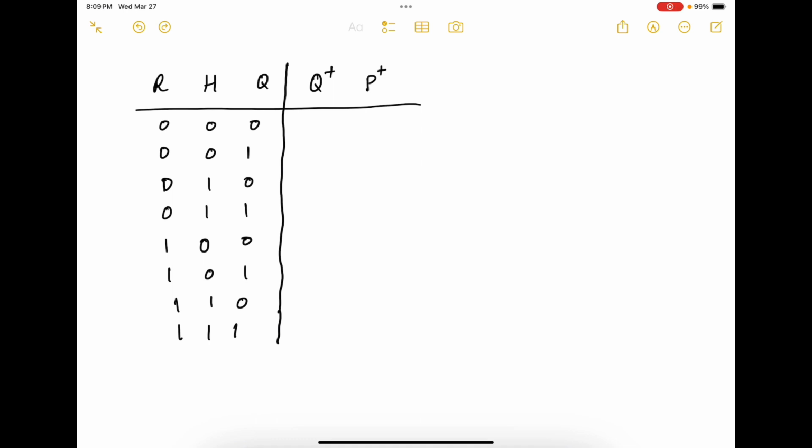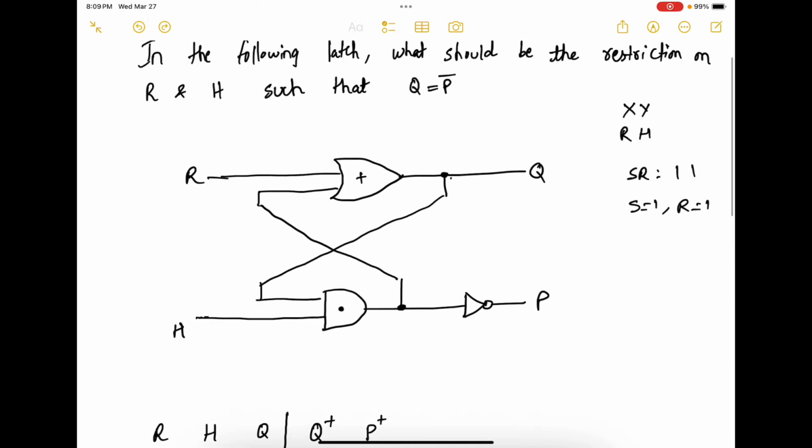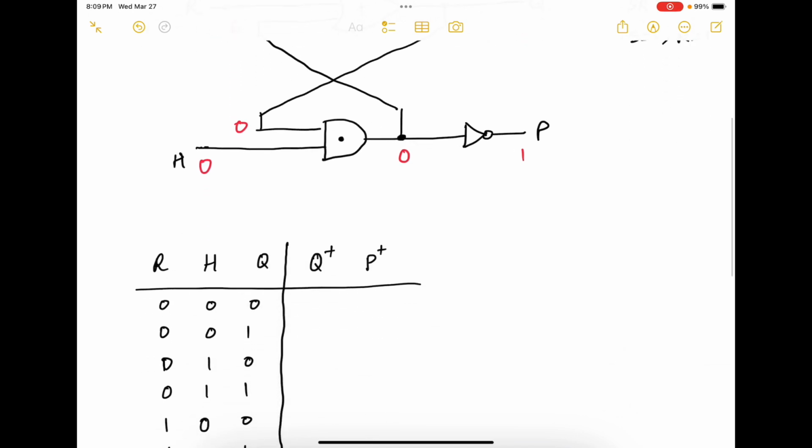Initially, R and H are 0 and Q is 0. So R is 0, H is 0, and Q is 0. Let's see what happens. The 0 goes all the way down here. So 0 and 0 is 0. 0 flip is 1. This 0 goes all the way up here. And Q remains at 0 because 0 or 0 is 0. So this circuit is stable where Q plus is 0 and P plus is 1.